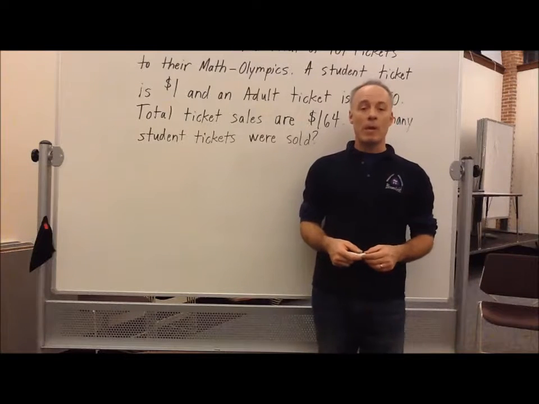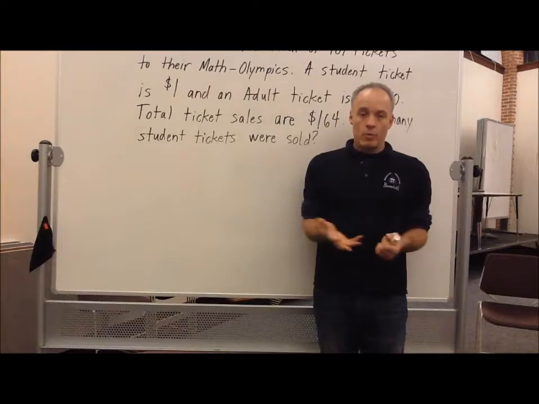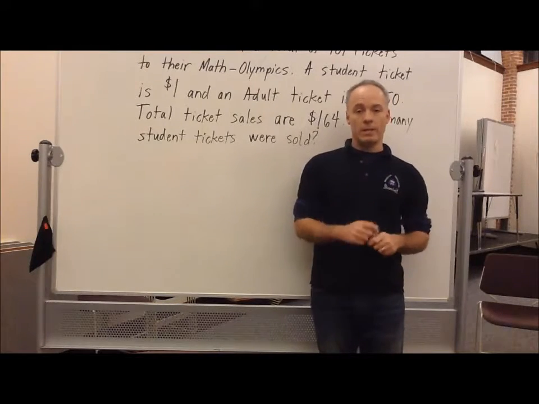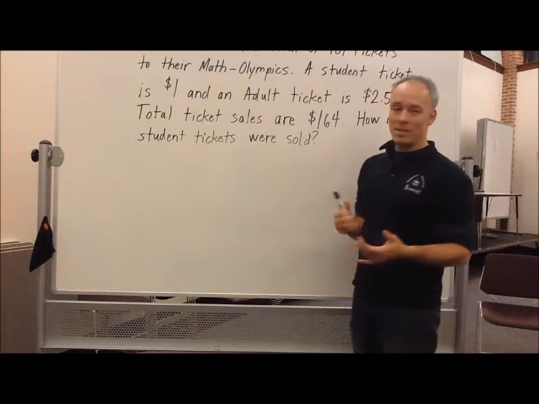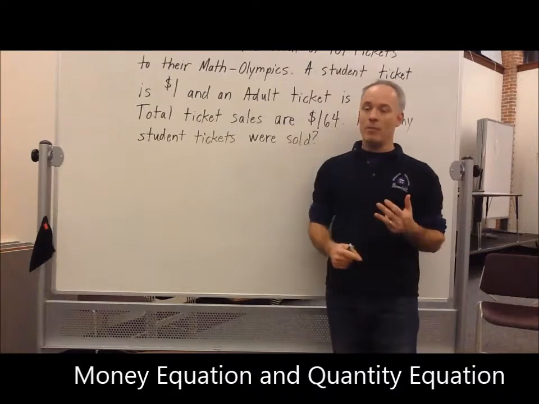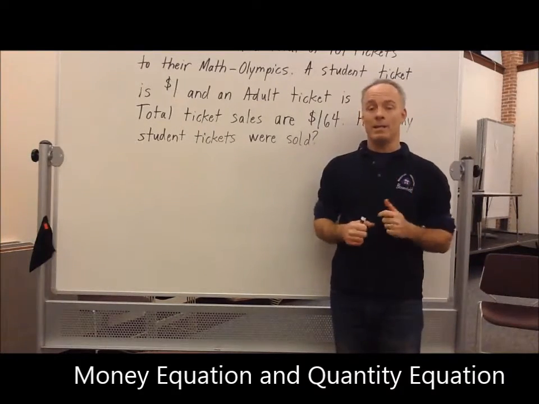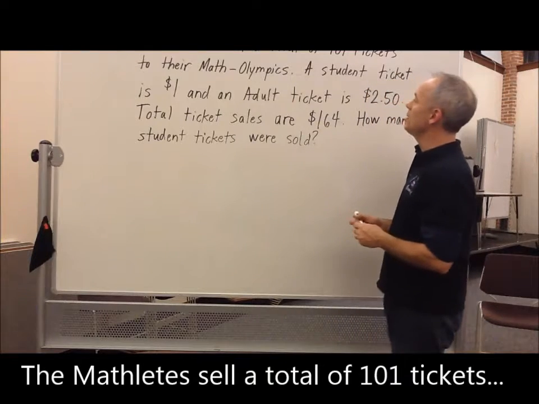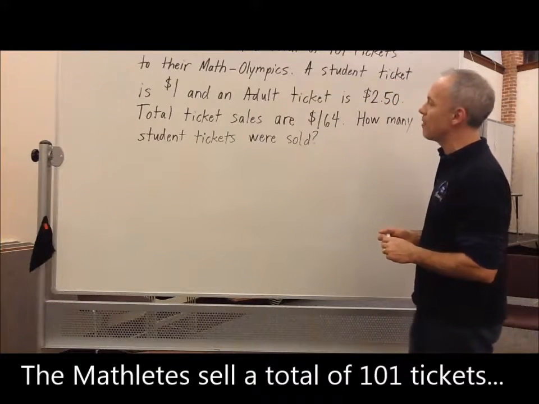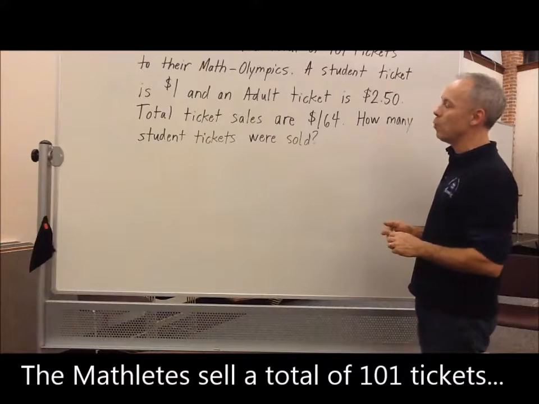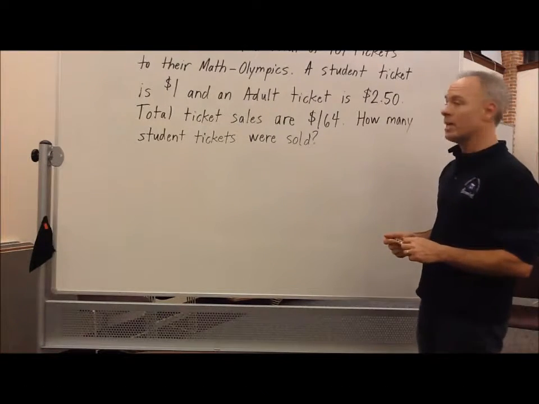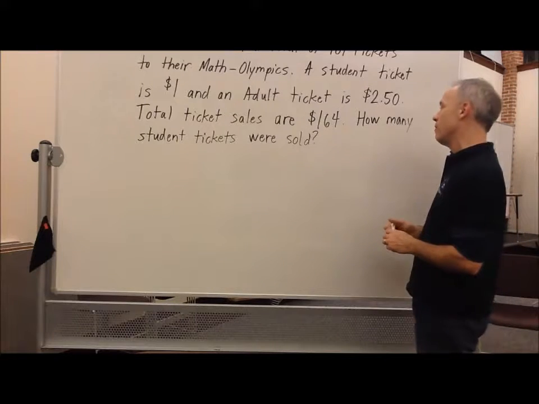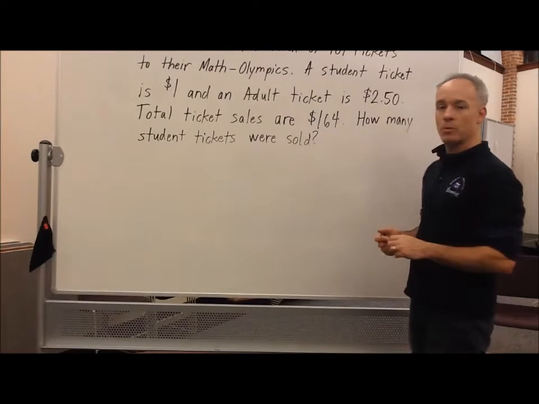Typically in a system of equations word problem, you're going to have two equations that represent different things. In this case, and usually with money, we have an equation that represents the money and another equation that represents the quantity. So, the mathletes sell a total of 101 tickets to their Math Olympics. A student ticket is $1 and an adult ticket is $2.50. Total ticket sales are $164. How many student tickets were sold?